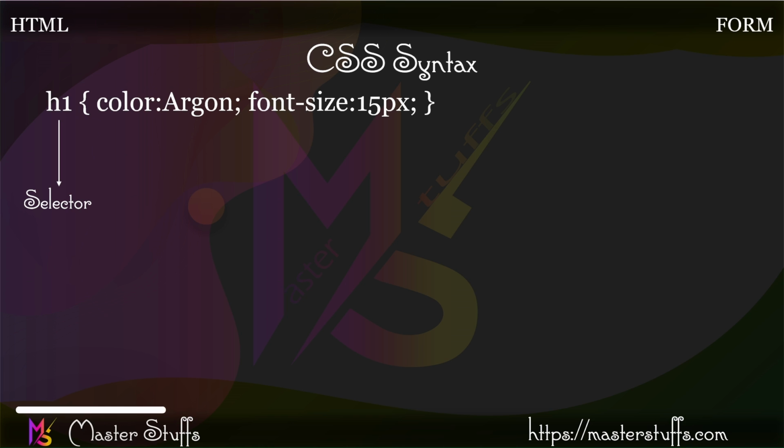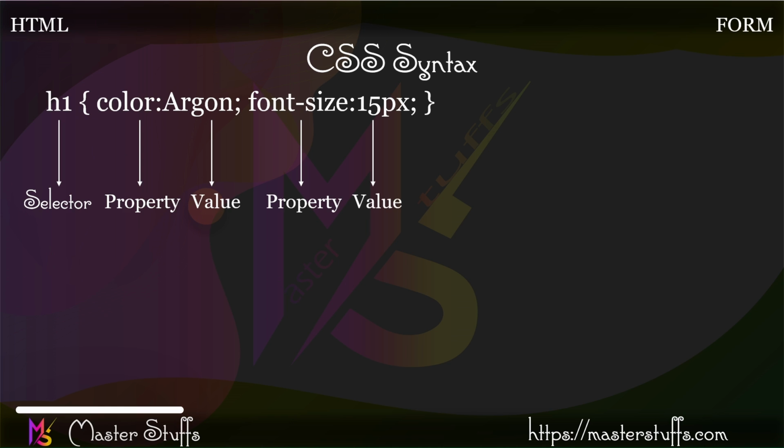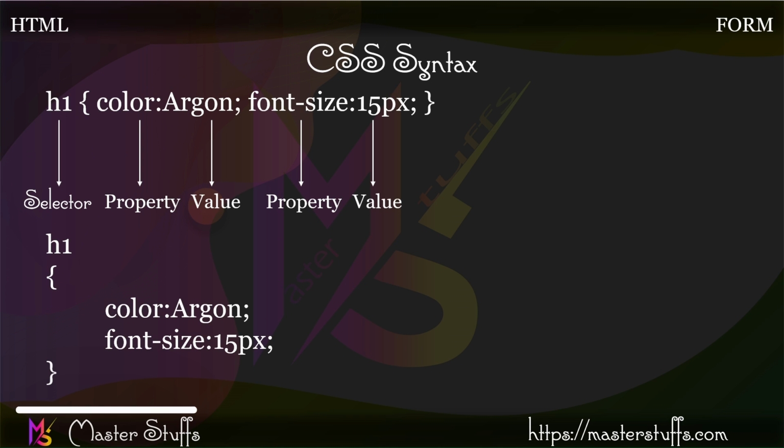After that we write color. This color is a property, and after that we put a colon, and the value is green, meaning the property color has the value green. After that we end the line with a semicolon. After that we take another property like font-size, and the value is 15 pixels, meaning px. Then we end the line with a semicolon. After that we close the curly braces. So this is the syntax of CSS, and if you write more CSS you have to write it like this. It is not mandatory to write it this way.